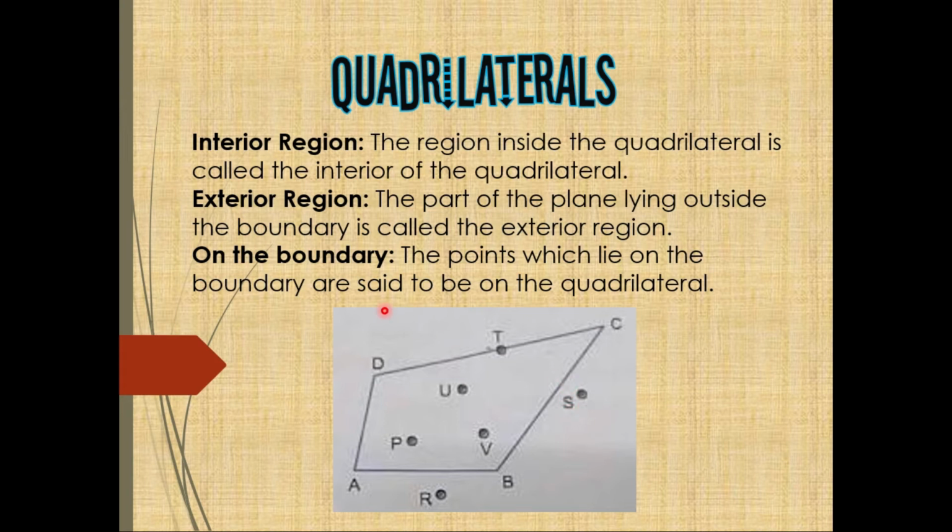Okay. Now, what are on the boundary? The points which lie on the boundary are said to be on the quadrilateral. Like this is the point T. It is lying on the boundary of this quadrilateral. So that means T is on the boundary. Similarly, all the corners. This is also point C. It is on the boundary. Point B on the boundary. Point A on the boundary. And point D on the boundary. I hope you have understood the interior, exterior, and on-the-boundary concept of a quadrilateral.